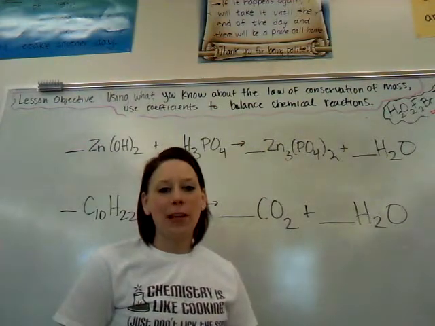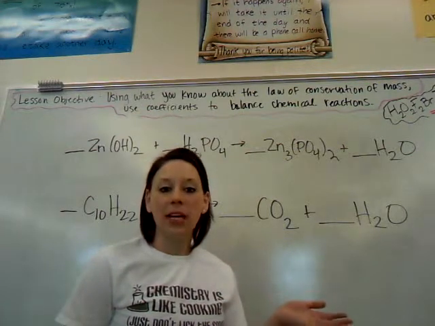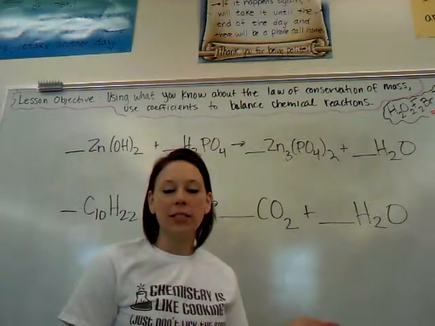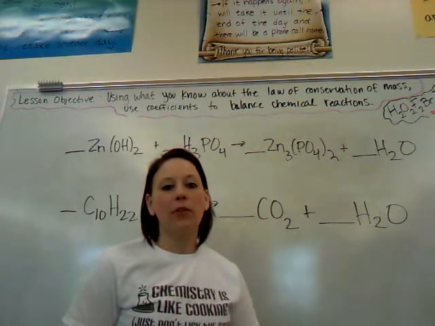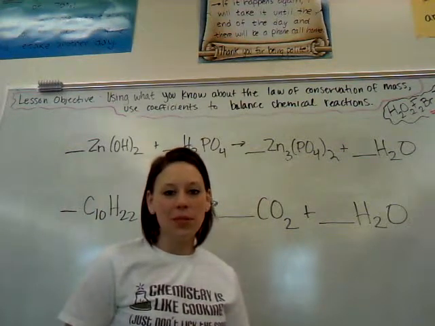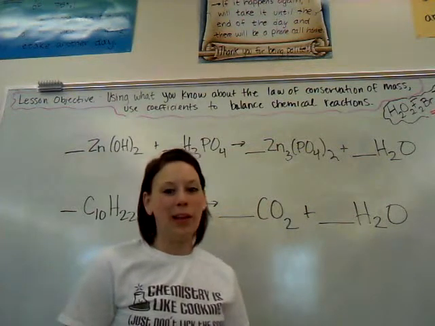Let's review how to balance a couple reactions. Some key things to remember: the number of atoms on the left side of the arrow, or in other words, the number of atoms in the reactants side, must always be equal to the number of atoms on the product side. And you may not change subscripts, you can only change coefficients, unless of course a subscript was written incorrectly.